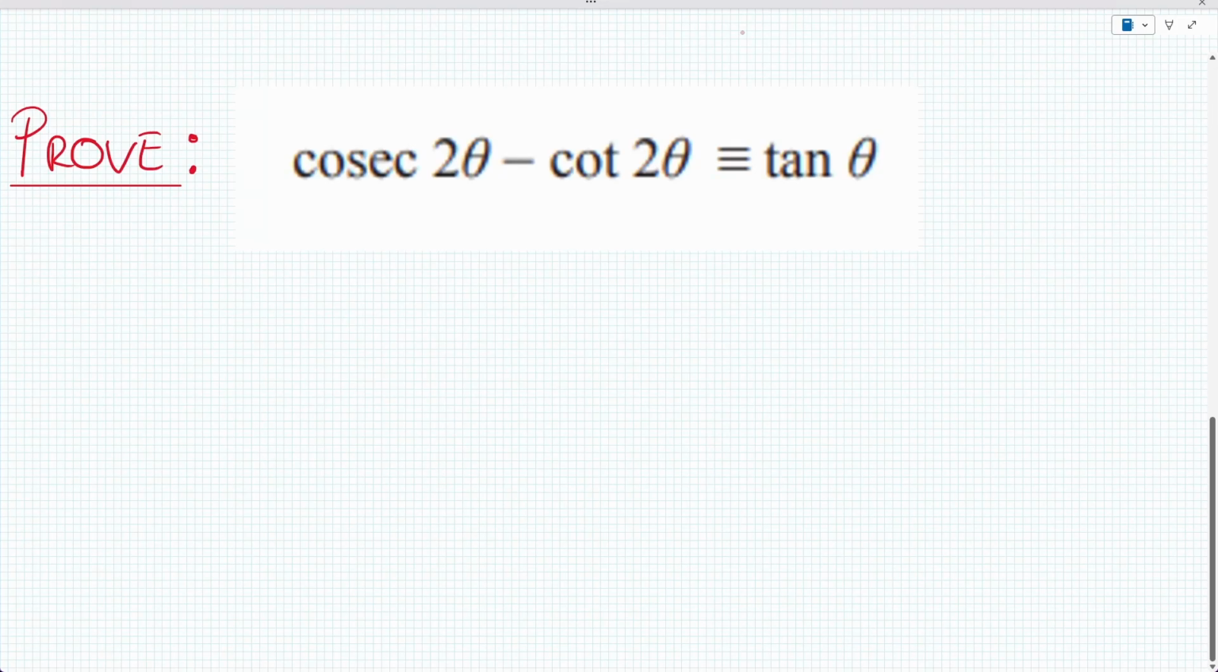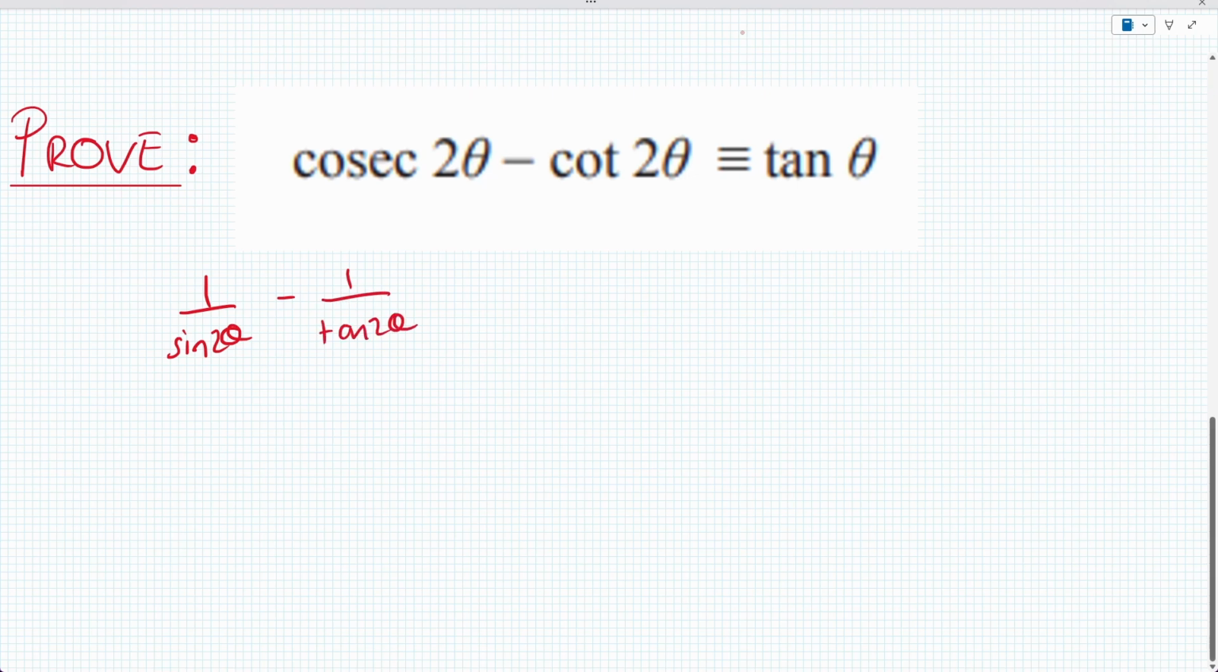Prove cosec 2 theta minus cot 2 theta equals tan theta. Let's write cosec 2 theta as 1 over sine 2 theta, minus cot 2 theta, which is 1 over tan 2 theta. We're starting with the left hand side first.